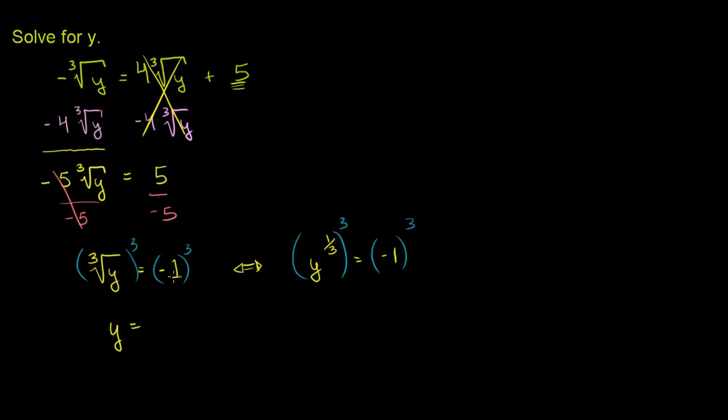And then the right-hand side, what's negative 1 to the third power? Negative 1 times negative 1 is 1, times negative 1 again is negative 1. So we get y is equal to negative 1 as our solution.